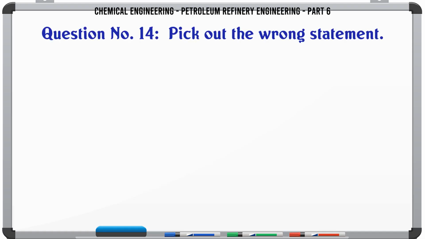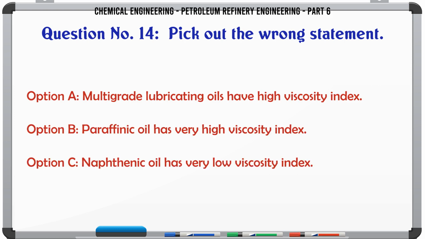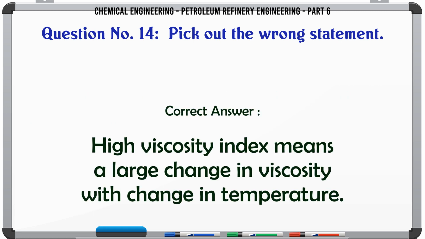Pick out the wrong statement. A. Multigrade lubricating oils have high viscosity index. B. Paraffinic oil has very high viscosity index. C. Naphthenic oil has very low viscosity index. D. High viscosity index means a large change in viscosity with change in temperature. The correct answer is high viscosity index means a large change in viscosity with change in temperature.